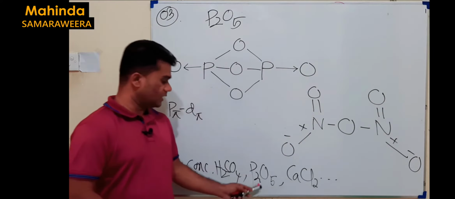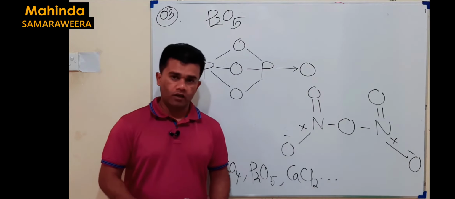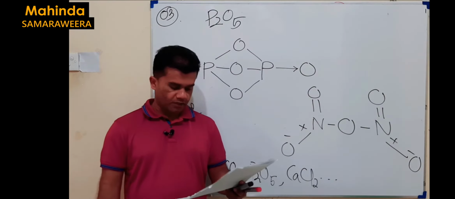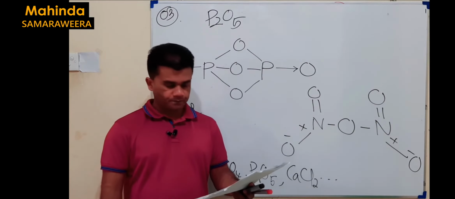So P2O5 is a dehydrating agent. So it can remove a water molecule from 2 nitric acid molecules. So what we get is N2O5. So that's a true statement. So the correct answer for this one is the third one.